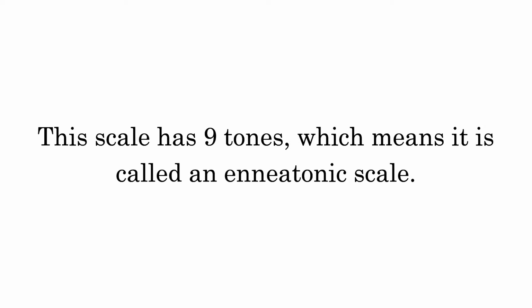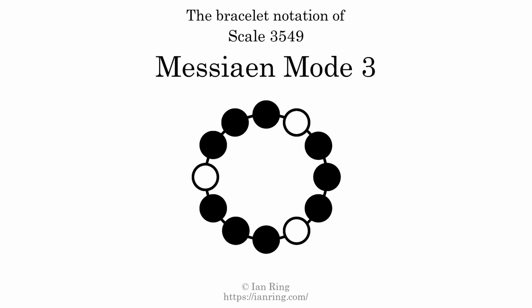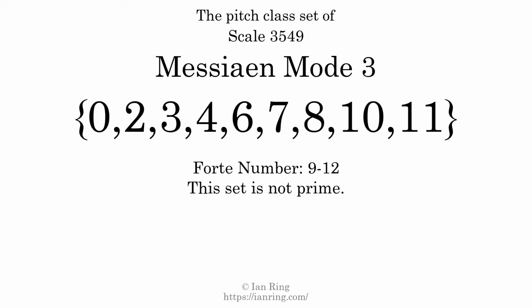This scale has 9 tones, which means it is called an enneatonic scale. This is a bracelet notation diagram of scale 3549. The shaded circles represent tones that appear in the scale, and they are read clockwise, starting at the top. The pitch class set for this scale is 0, 2, 3, 4, 6, 7, 8, 10, 11.